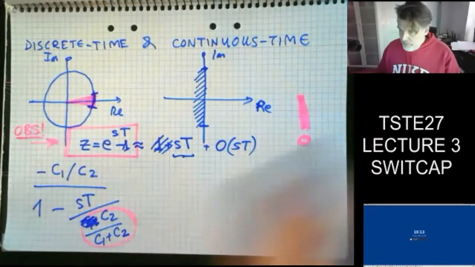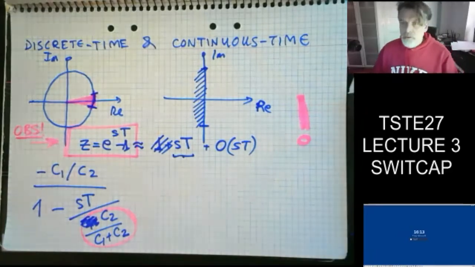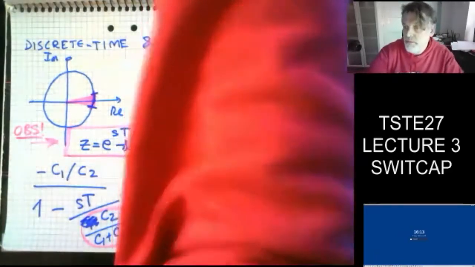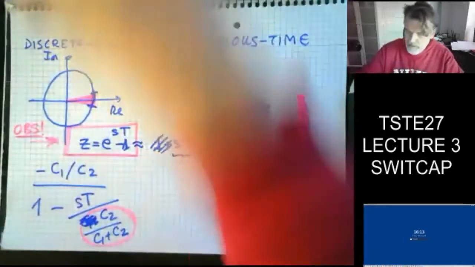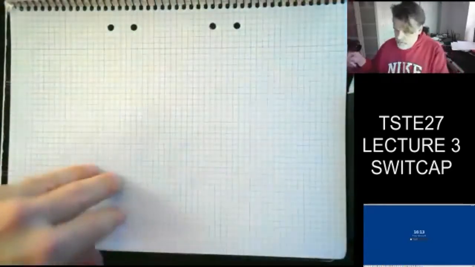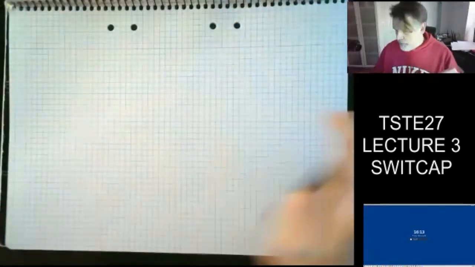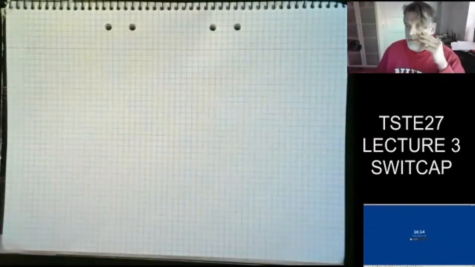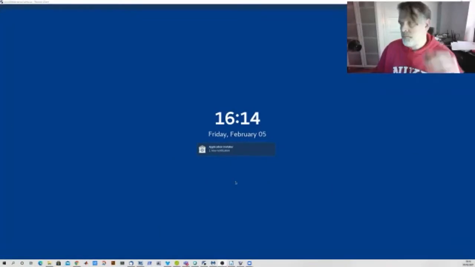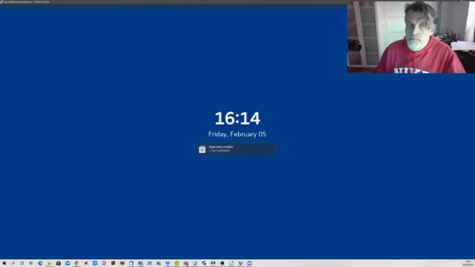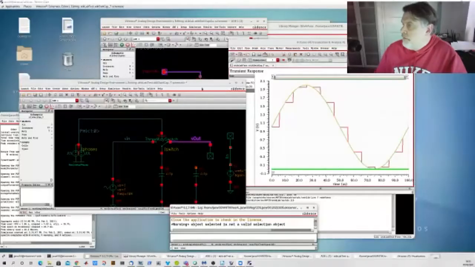All right, so let's just switch to Cadence and have a little bit of simulation going on. And then after this, we're going to connect the capacitors to operational amplifiers instead and work from there. Okay, so let's expand this window for a short demo. Right, so Cadence.